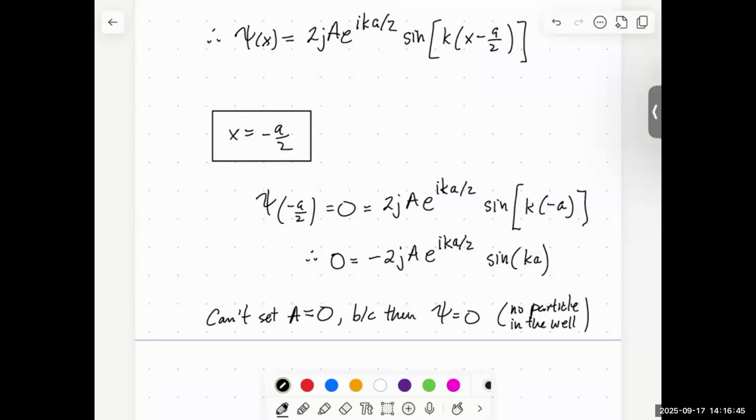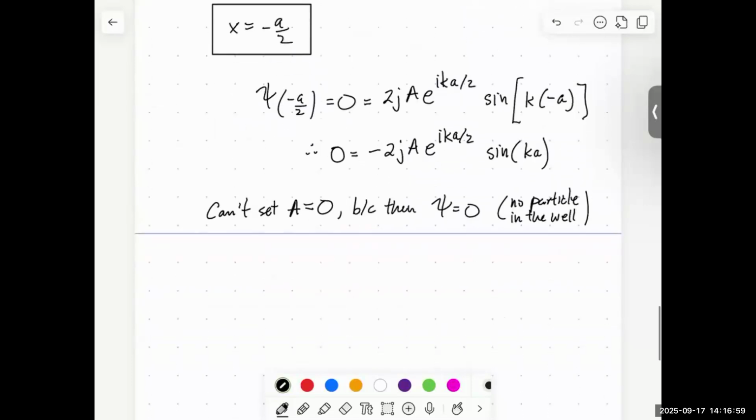All right. So all these other things are just constants. They're not going to be 0. So it must be that the sine of Ka has to be 0. So therefore, we must satisfy sine Ka is equal to 0.